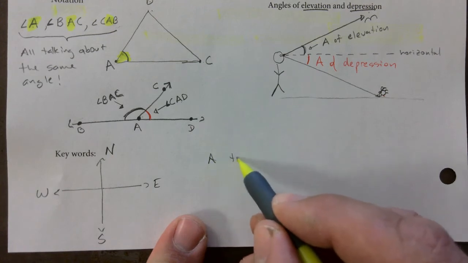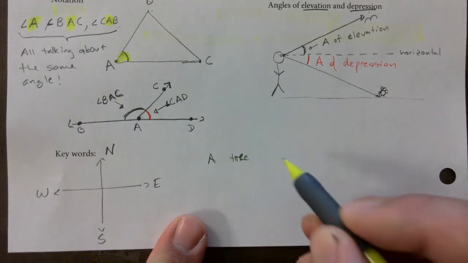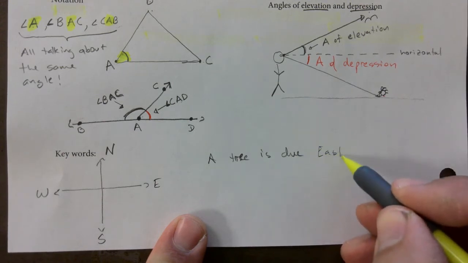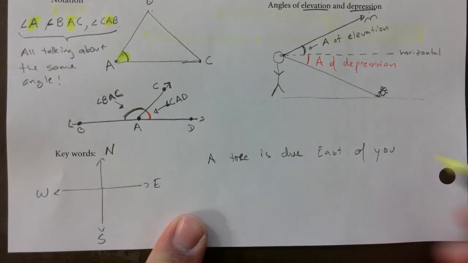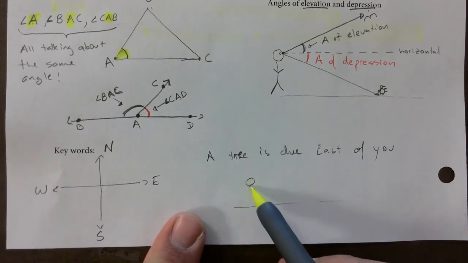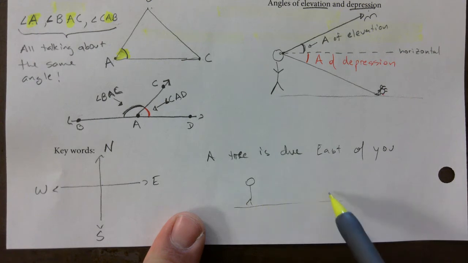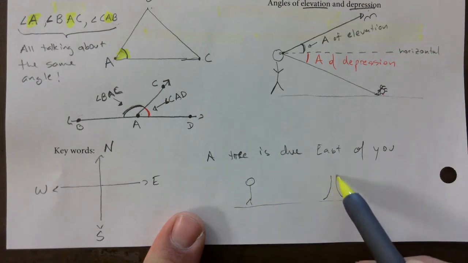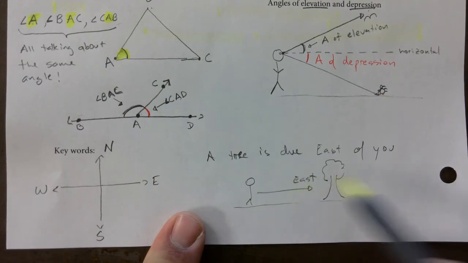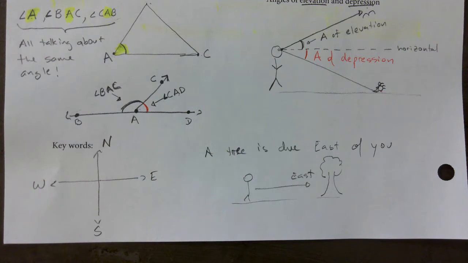So a tree is due east of you. How would you graph that? Well, this is the ground, this would be you, and the tree would be right here, right? East. It means it's right to the right of you, okay? So just remember, sometimes they will have questions like that.